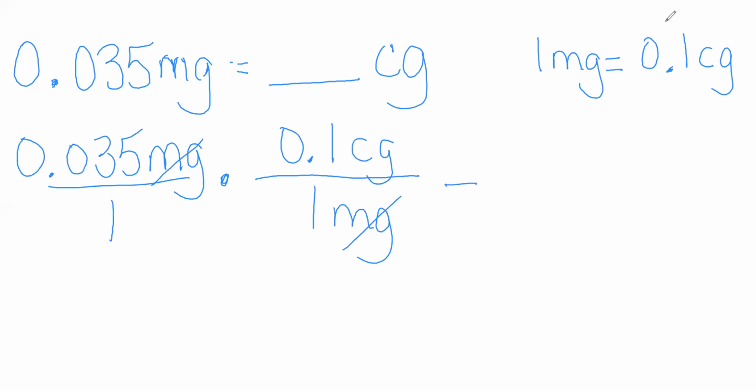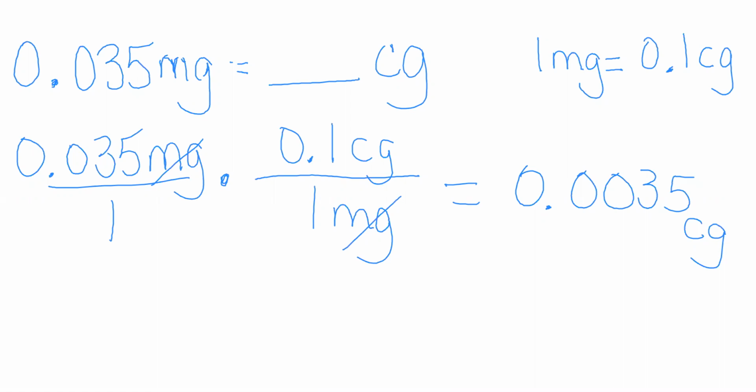Cancel out the milligrams, put 0.035 times 0.1 into your calculator, and you end up with 0.0035 centigrams. Sorry, we're going to centigrams on this one. Let's get rid of that. Centigrams. Okay, if you remember your metric system table, you're only moving one spot over, so you can see how we just moved that decimal place one spot.